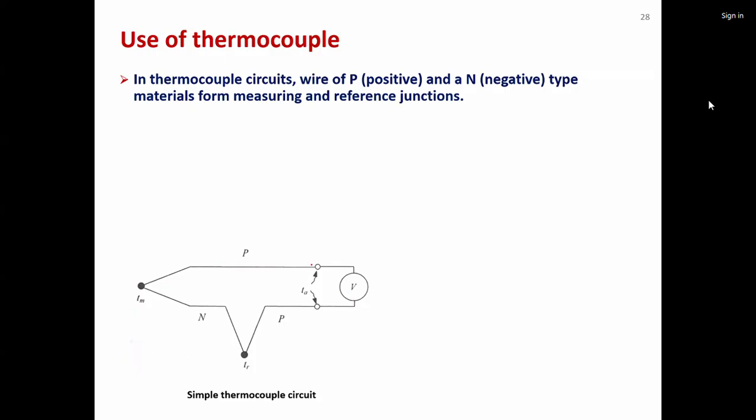You will see that the measuring junction typically is at higher temperature. This is where you connect to the source whose temperature you want to measure. The reference temperature is normally either dipped in ice or just hanging in the ambient. And in fact, everywhere else, like these two terminals which form because you have cut the wire and put in the voltmeter, these two junctions will typically be at ambient temperature.